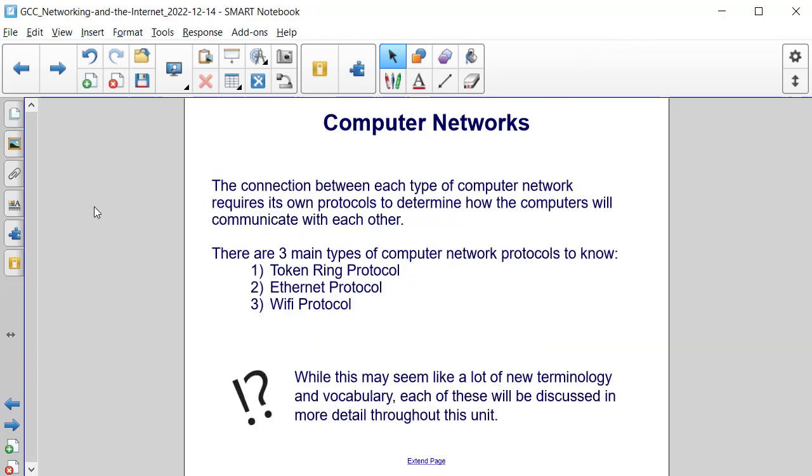The connection between each type of computer network requires its own protocols to determine how the computers will communicate with each other, and there are three main types of computer network protocols to know about. First is called a token ring protocol, the second is an Ethernet protocol, and the third is Wi-Fi protocol. Now, this may seem like a lot of new terminology and vocabulary. However, each of these will be discussed in more detail throughout this unit.